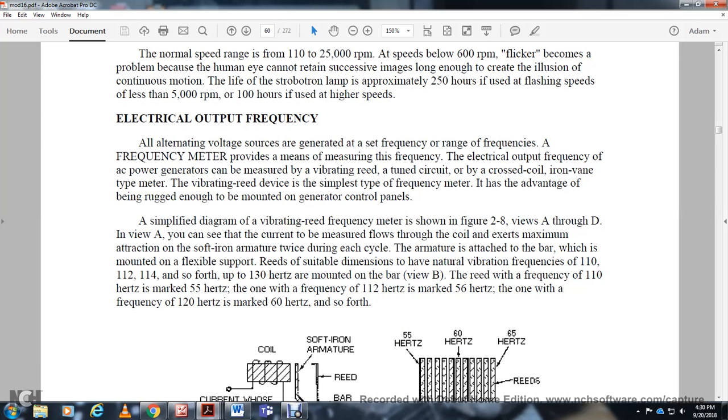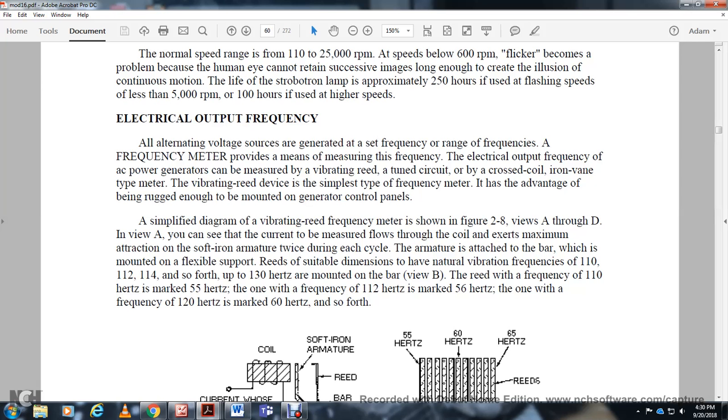A simplified diagram of a vibrating reed frequency meter is shown in figure 2A, views A through D. In view A you can see the current to be measured flowing through the coil. For maximum attraction of the soft iron armature, twice during each cycle, the armature taps the bar, which is mounted on a flexible support. Reeds with suitable dimensions for natural vibration frequencies of 110, 114, and so forth to 130 hertz are mounted on the bar, view B.